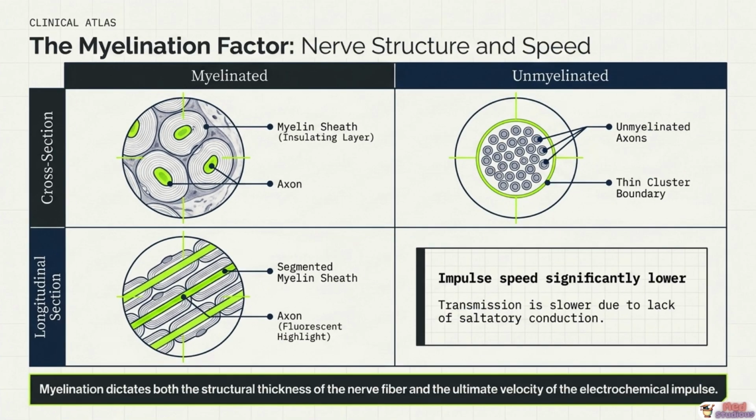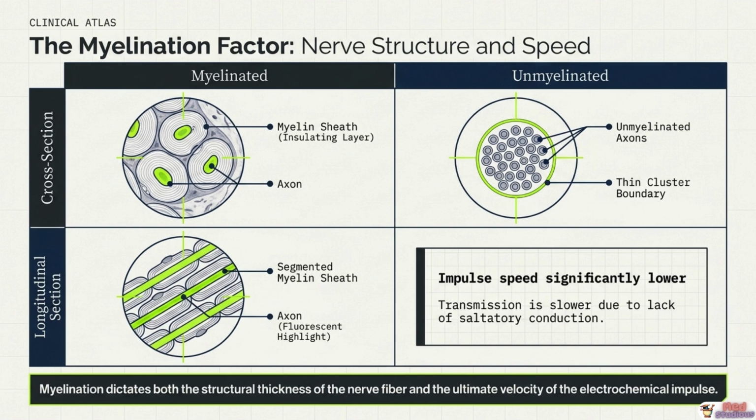Why is this myelin sheath so important? It all comes down to speed and efficiency. Let's compare a myelinated axon to an unmyelinated one. A myelinated axon is wrapped in a thick, segmented insulating layer provided by Schwann cells in the peripheral nervous system or oligodendrocytes in the CNS. This insulation prevents the electrical charge from leaking out, allowing the action potential to rapidly jump from node to node in a process called saltatory conduction. This drastically increases transmission velocity.